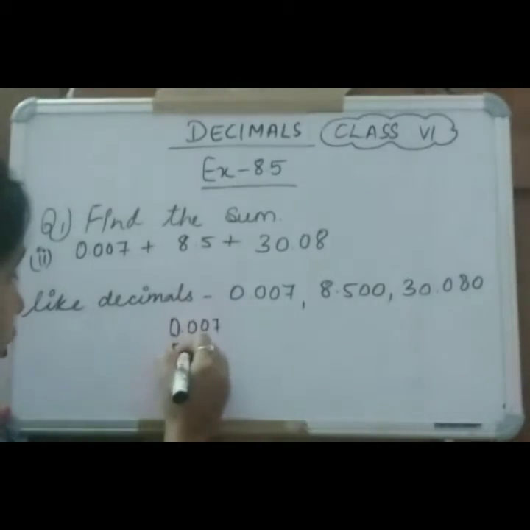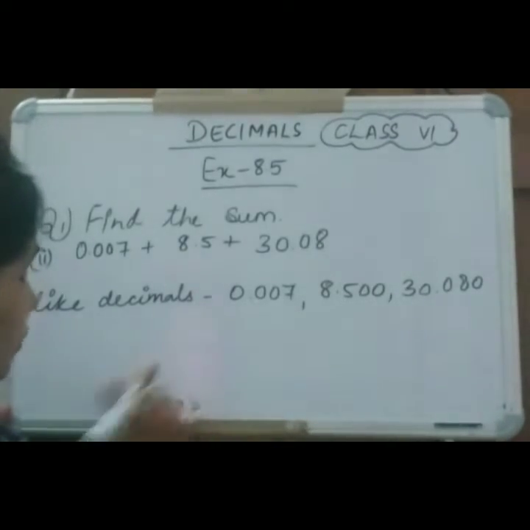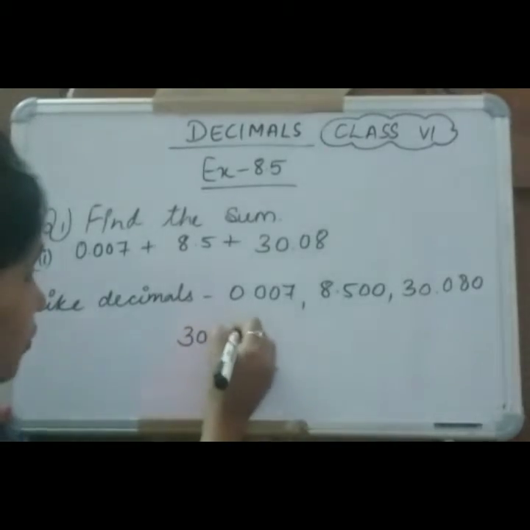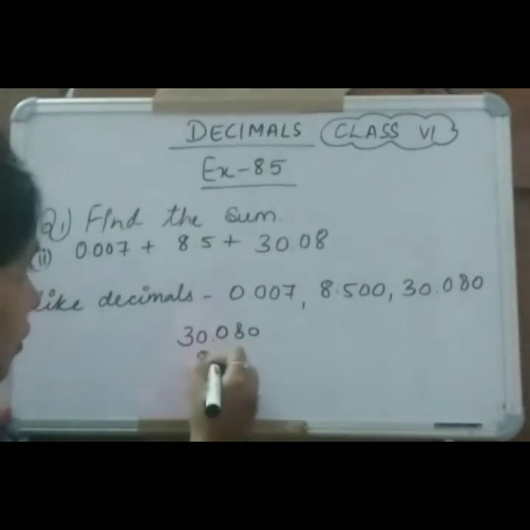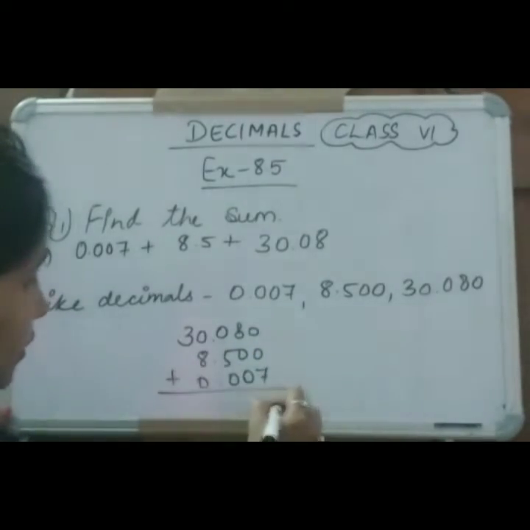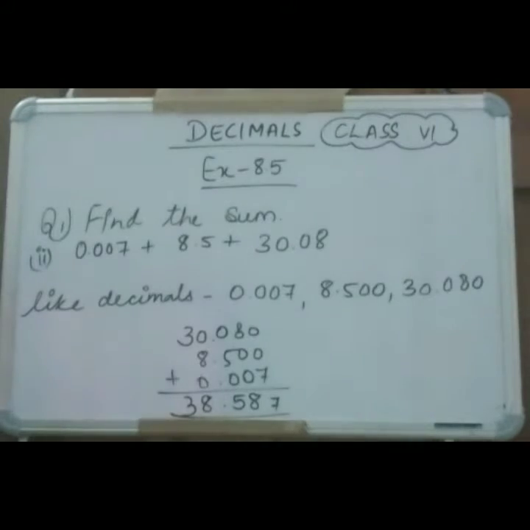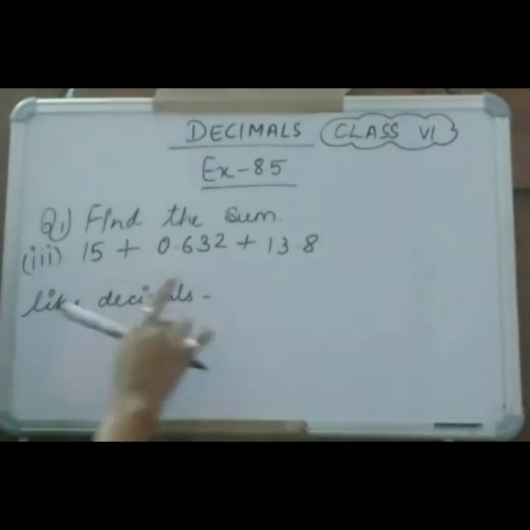0.007, 8.500 and it is 30.080. So instead of writing like this, write this one first: 30.080, then 8.500, then 0.007. Add them. It is 7, it is 8, it is 5, it is 8, it is 3. So 38.587.